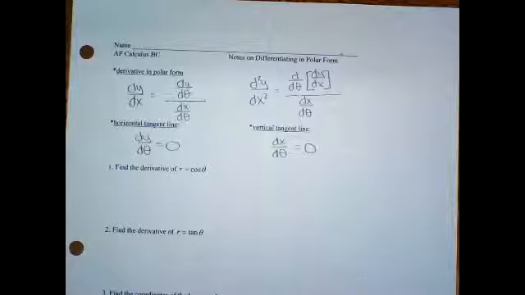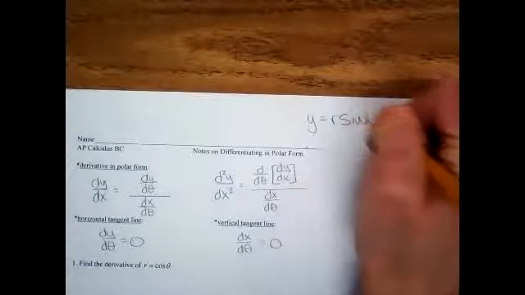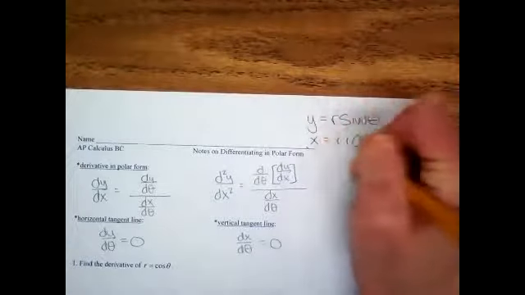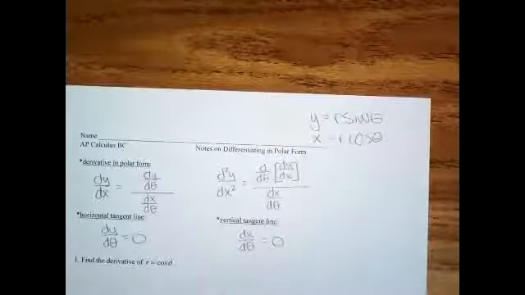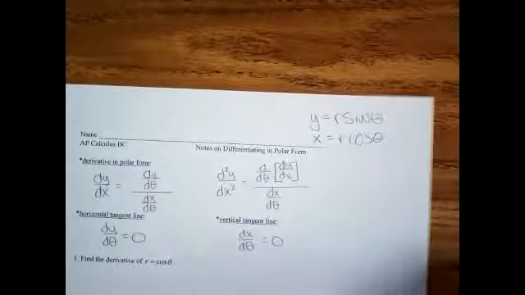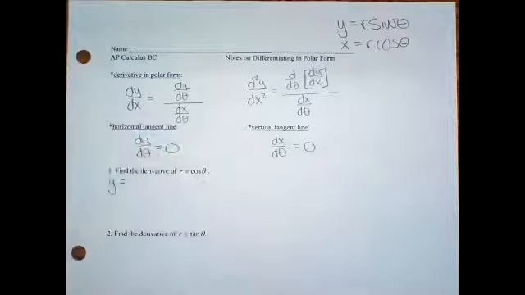What you need to remember from last time is y equals r sine of theta. Right, let's write this off to the side. Y equals r sine of theta, x equals r cosine theta. And it comes from your SOHCAHTOA, which we kind of just reviewed right here. All right, so for number one, find the derivative of this. Well, first we're going to need to find y and x.